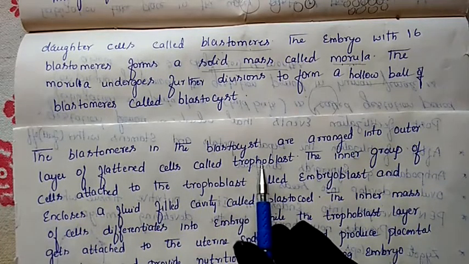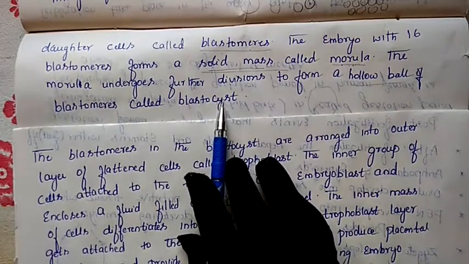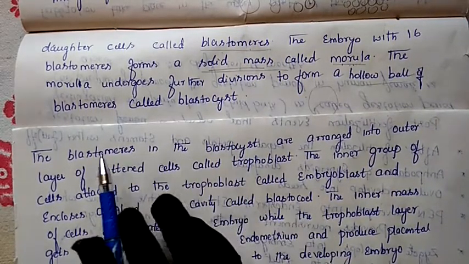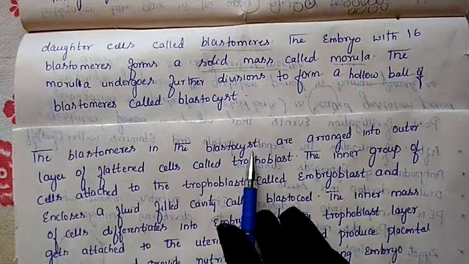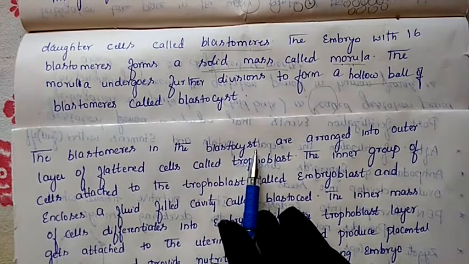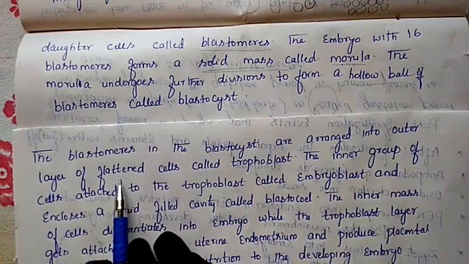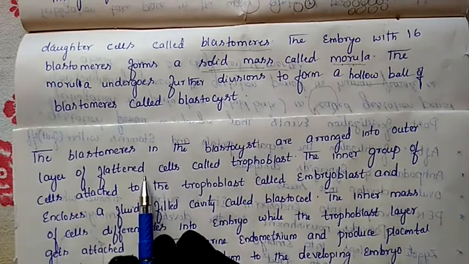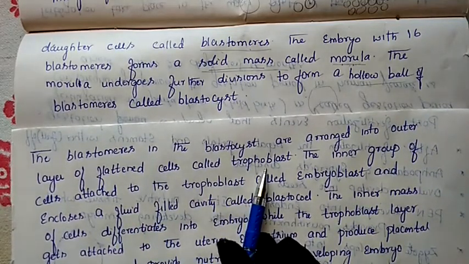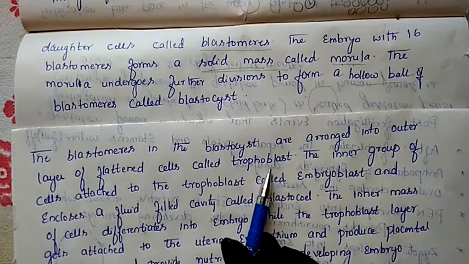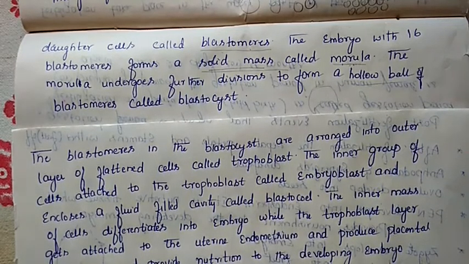Yesterday in our previous class we discussed up to the blastocyst. Now this blastocyst contains a number of cells, and the cells present we call blastomeres. These cells are arranged in the form of an outer layer, and the outer layer cells are in a flattened condition. That outer layer of cells we call the trophoblast.